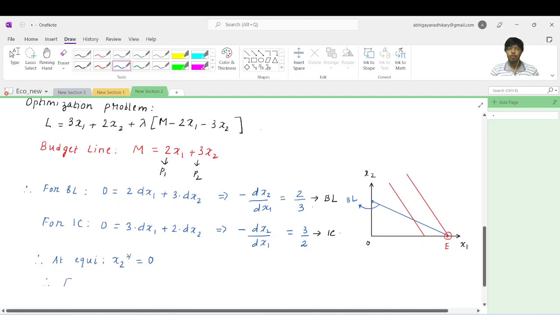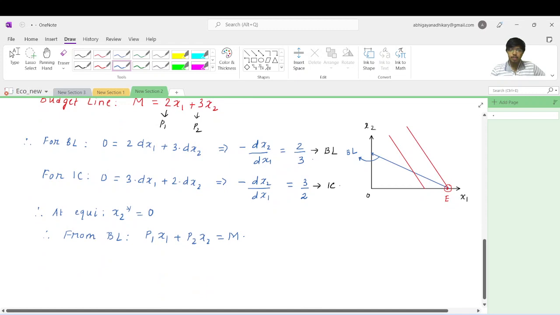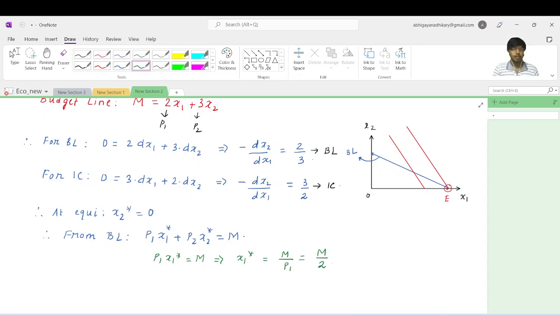Therefore, what will be the optimal x1 from the budget line? P1 x1 plus P2 x2 should equal m. The entire income has to be exhausted in purchasing the two goods, right? So at optimal, this should hold. The optimal bundle should satisfy the budget line. Now x2 star is 0, so what will we have? P1 x1 star equals m. That means x1 star is m by P1, and P1 has been given to be 2, so that comes out to be m by 2. So x2 star is 0, x1 star is m by 2.